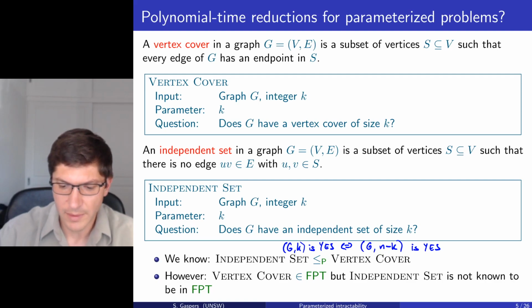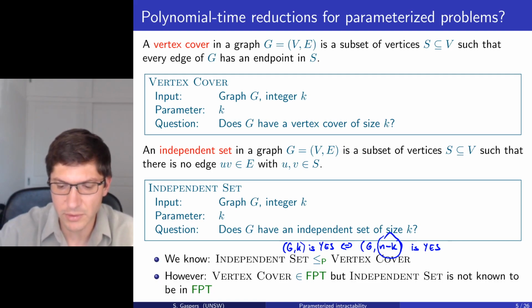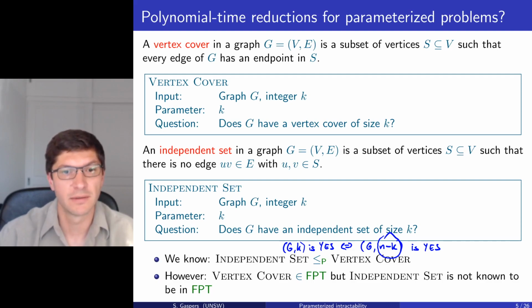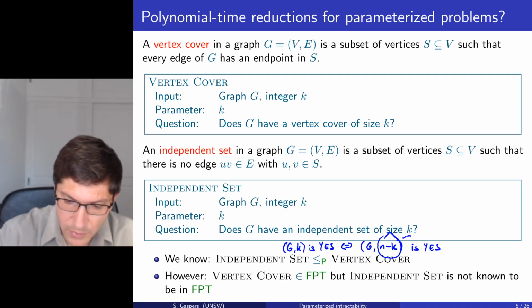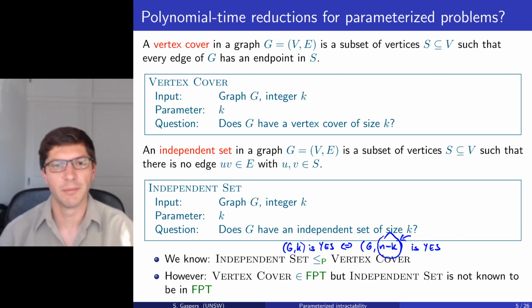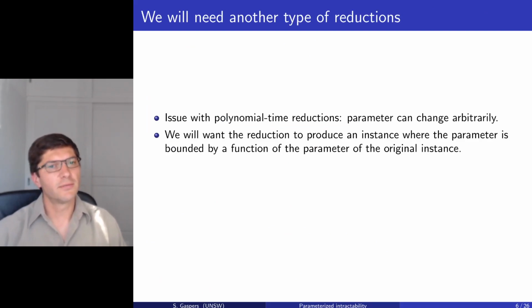But since the parameter has changed, an FPT algorithm for vertex cover wouldn't help us in getting an FPT algorithm for independent set. Because when we do the transformation, the parameter for vertex cover becomes n minus k. So this algorithm for vertex cover would be exponential in n minus k. But that's not allowed for FPT algorithms. So the reason why we cannot just use polynomial time reductions is because they may change the parameter. And so we will want a different kind of reductions.